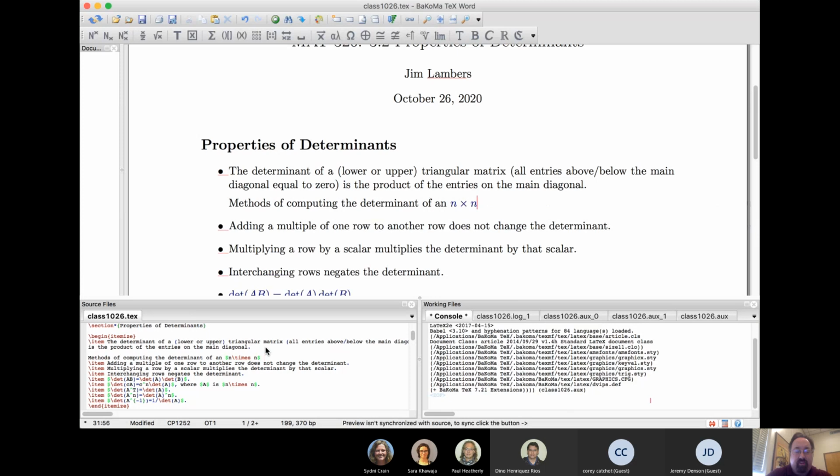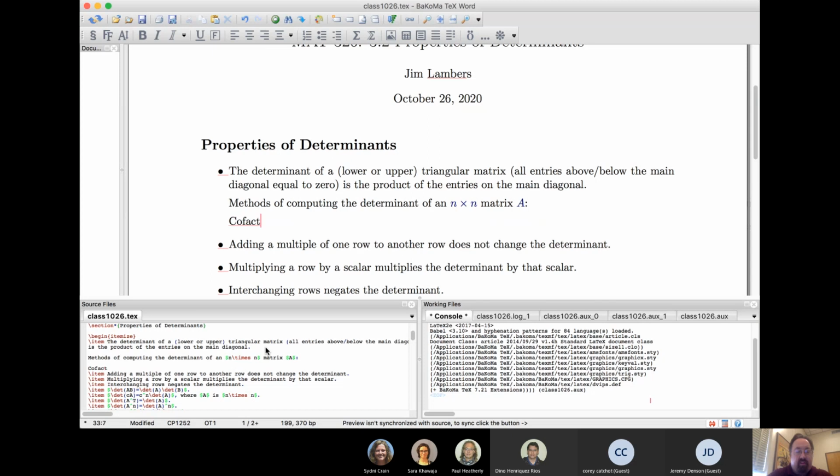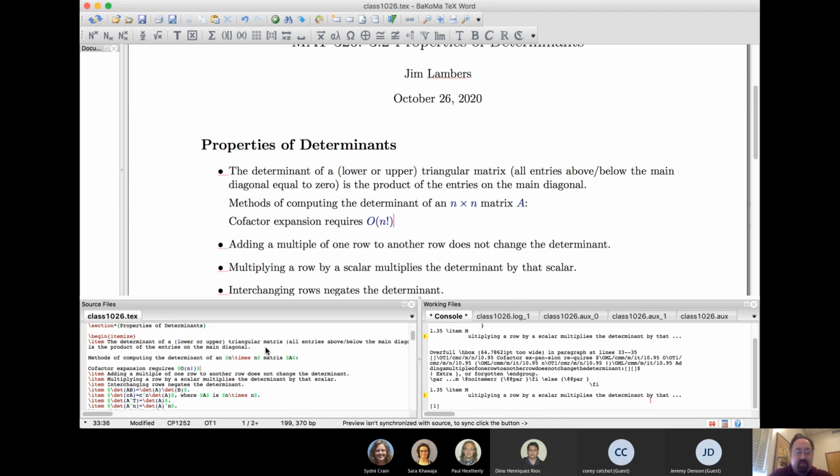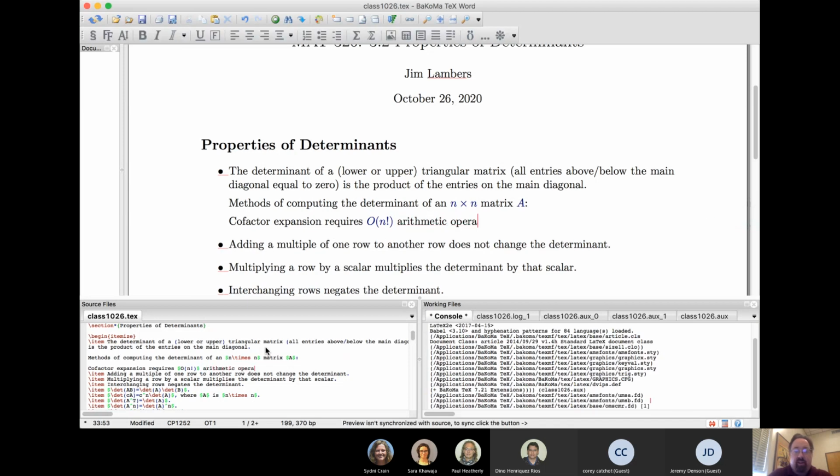So if a matrix is n by n, for cofactor expansion, the number of arithmetic operations is on the order of n factorial. And the way you can see that is when you're doing cofactor expansion, for an n by n matrix, you have to compute the determinants of n matrices of size n minus 1 by n minus 1.